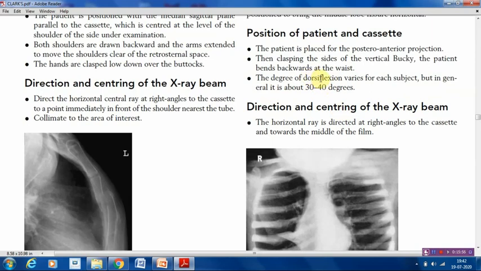We call this dorsiflexion. We ask the patient to lean backward from the vertical bucky. The central ray should pass through the middle of the cassette. As I mentioned previously, the upper border of the cassette should be 2 centimeters above the sternal notch. So, the middle of the cassette.